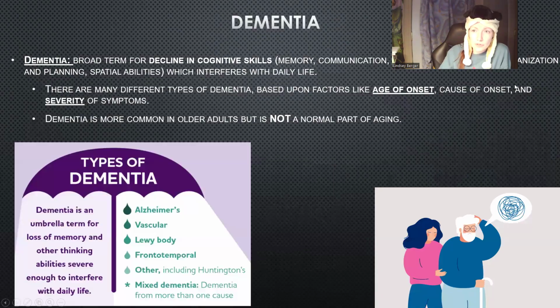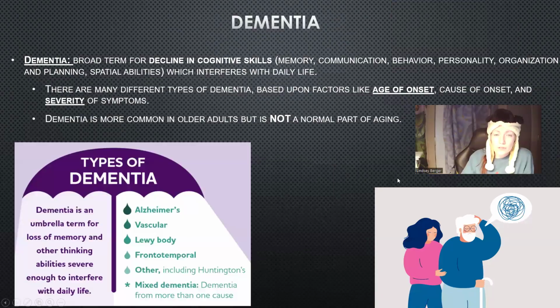Okay, then we have dementia. Dementia is the very broad umbrella term for a decline in cognitive skills. When I say that, I mean memory, communication, behavior, your personality, all of those things we've been talking about. And this decline then causes interference with your daily life.